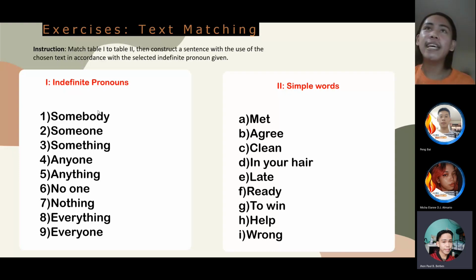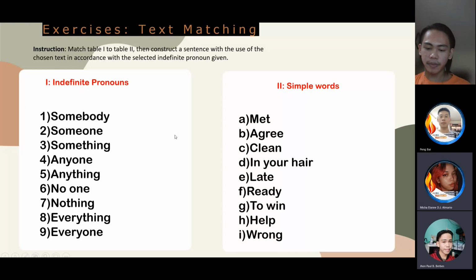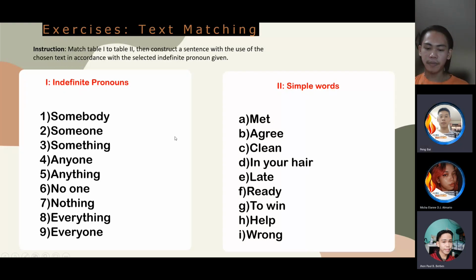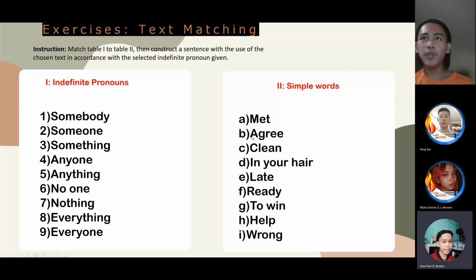Did you see my answer? Yes, sir. My subject here is Elaine, and met is the verb that I chose from table 2. And my indefinite pronoun is somebody that I chose from table 1. So, Elaine met somebody at the coffee shop.